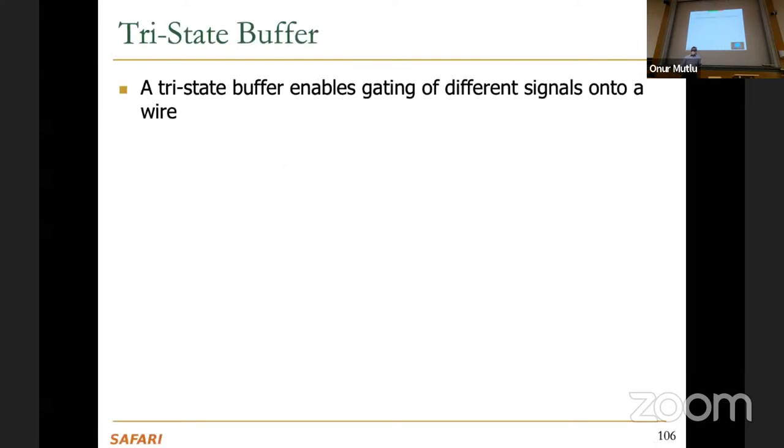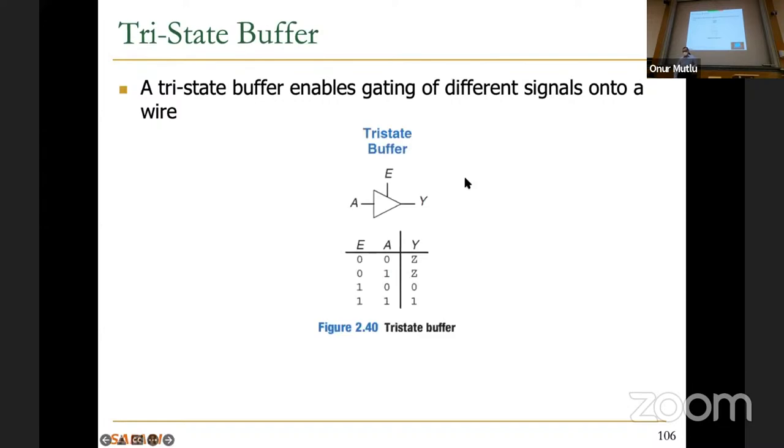This is actually very simple. It enables gating of different signals onto a wire. So it looks like this. You can see how simple it is, right? It's actually a switch, as we will see. Basically, it has two inputs, an enable input and a data input, and an output clearly.